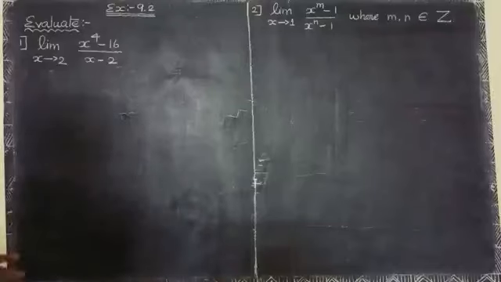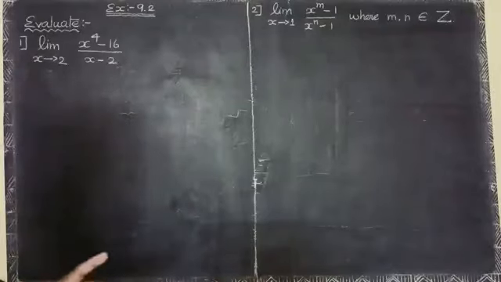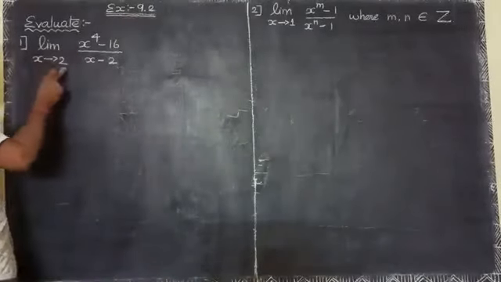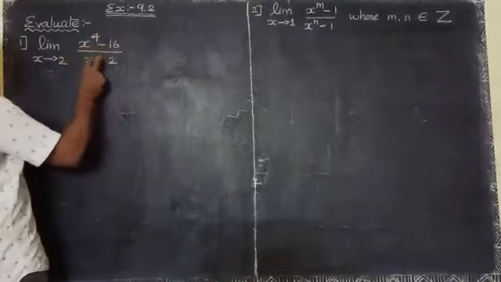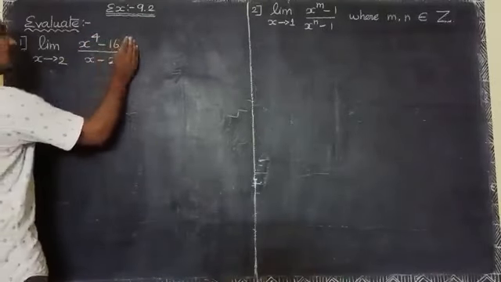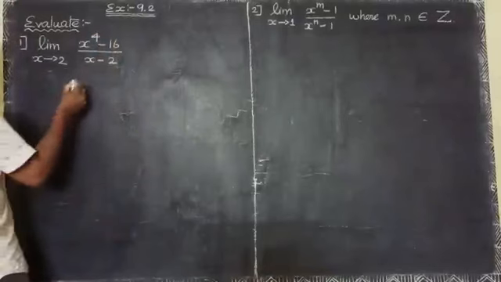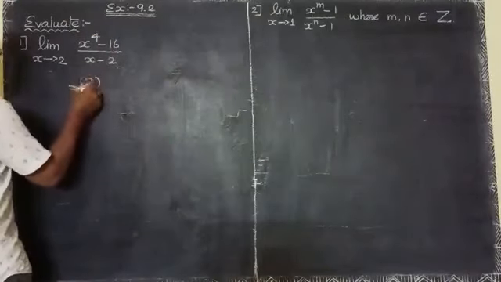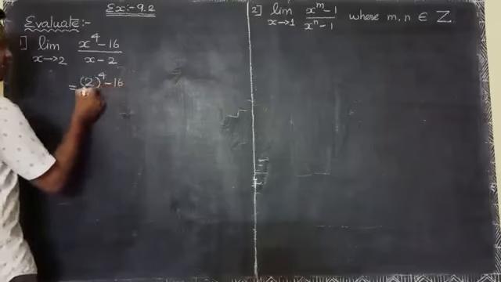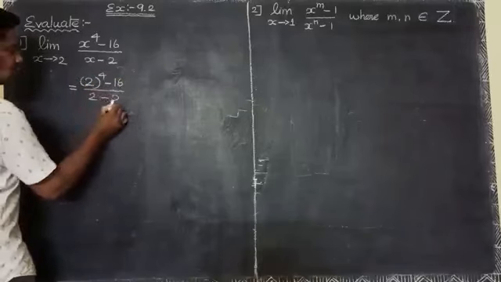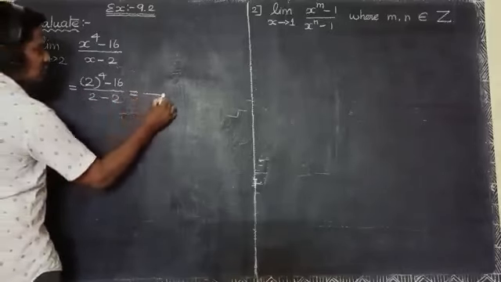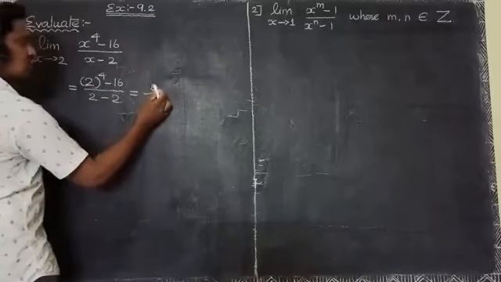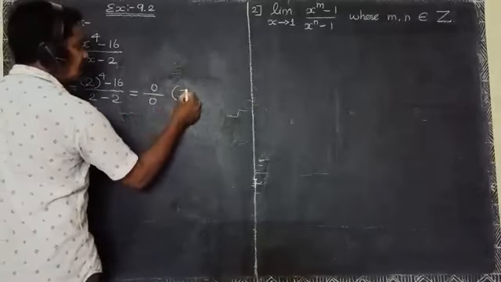Hi students, exercise 9.2, evaluate the first question: limit x approaches 2, x power 4 minus 16 divided by x minus 2. This is the given problem. Here, substitute x equal to 2: 2 power 4 minus 16 divided by 2 minus 2. The denominator 2 minus 2 has 0, and the numerator 2 power 4, 16 minus 16, has 0. 0 by 0 is an indeterminate form.